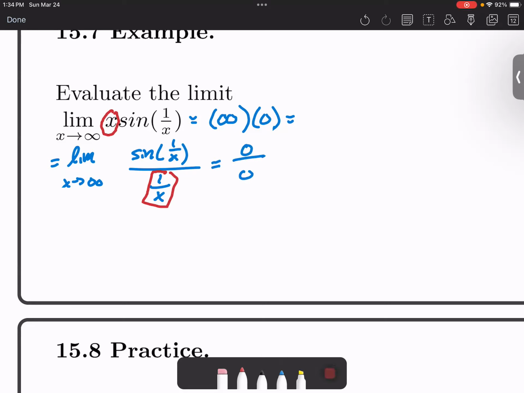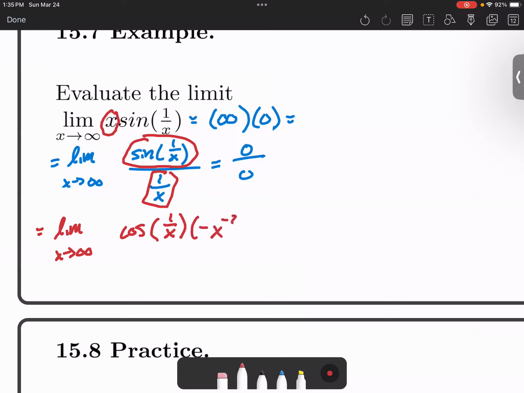And L'Hopital's rule says that we can differentiate numerator and denominator. So we will differentiate sine of 1 over x as cosine 1 over x times the derivative of 1 over x, which would be minus x to the minus 2, or 1 over x squared. We will also differentiate the denominator, 1 over x, and that differentiates to minus x to the minus 2, or 1 over x squared.